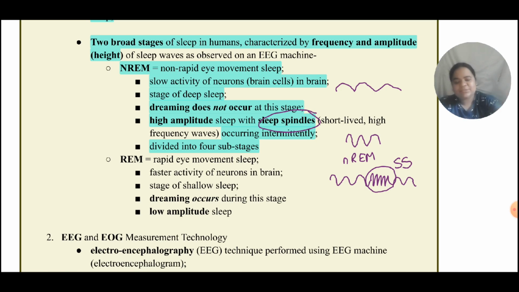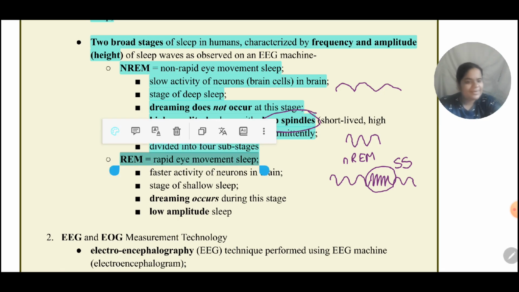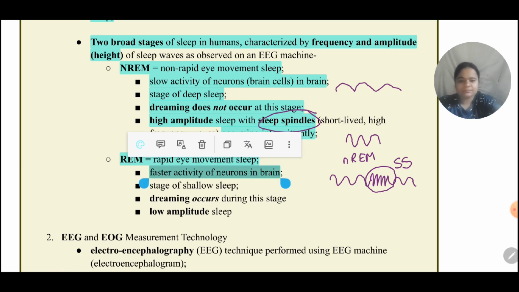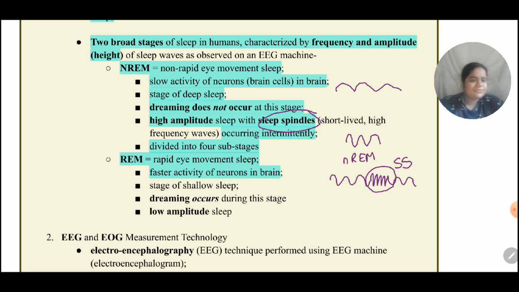Okay, the other stage of sleep is known as REM, rapid eye movement sleep. It is the converse of the NREM stage. Again, the name itself describes what kind of sleep stage it is. In the NREM stage of sleep, we saw less frequent waves, that is, neurons are working slowly in the brain. In the REM stage of sleep, neurons are working rapidly in the brain. So the frequency of waves on the EEG monitor is going to be high.